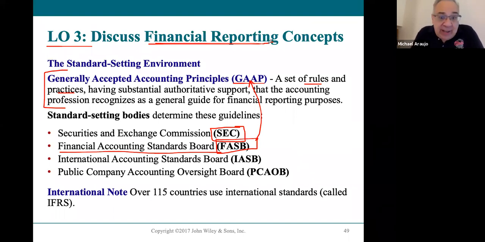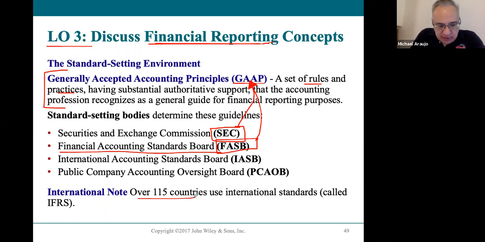And so naturally they have a seat at the table. They're going to want to say, because we oversee public companies, we also want to have a say in how accounting and financial reporting is done. So the SEC is by default part of that discussion process, part of the process in creating the rules that we call GAAP.